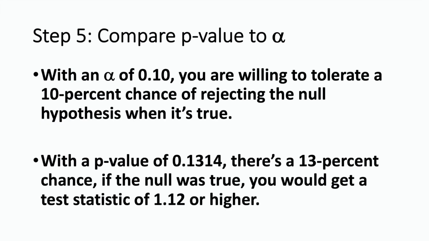So then the final step is to compare the p-value to the alpha that we set. Again, we set an alpha of 0.10, which means we're willing to tolerate a 10% chance of rejecting the null hypothesis when it's true. With a p-value from our problem of 0.1314, that tells us there's about a 13% chance that if the null hypothesis was true, we could get a test statistic of that z of 1.12 or higher.